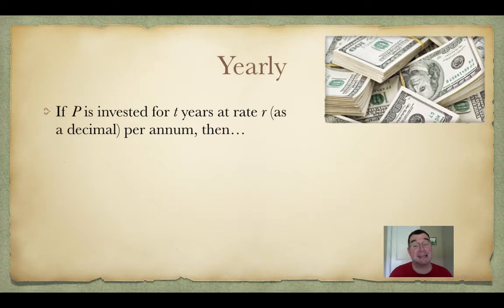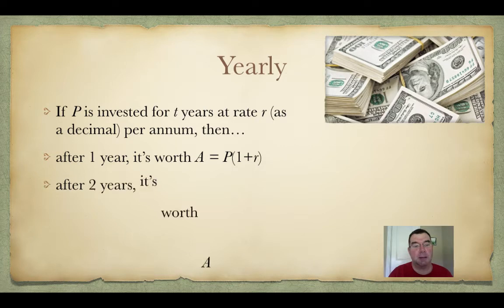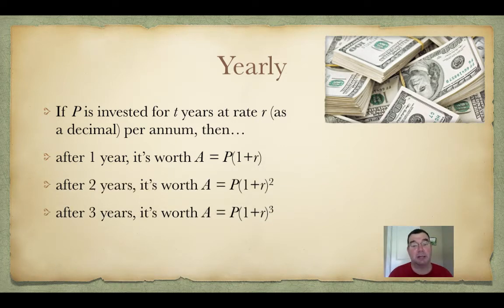Let's talk about the exact same situation, but talk more generally than specifically. So I have an amount P, which is a variable now. It's invested for T years at rate R, and that's a decimal, not a percent, per annum. Then after 1 year, it's worth A, which is going to be the final amount. That's going to be P times 1 plus the interest rate, because remember 100% of it is already there. After 2 years, I multiply by 1 plus R again. And after 3 years, it's multiplied by 1 plus R one final time.